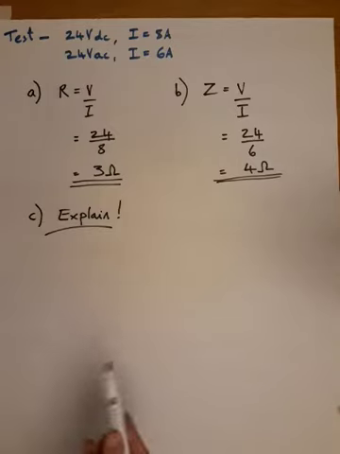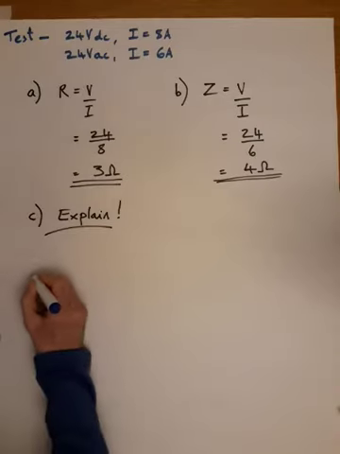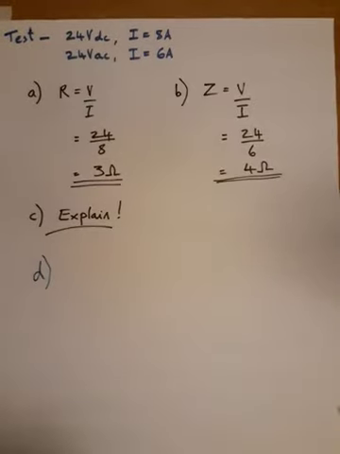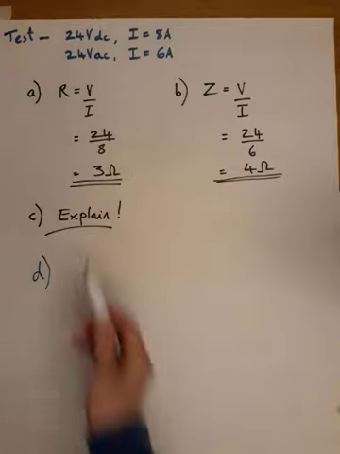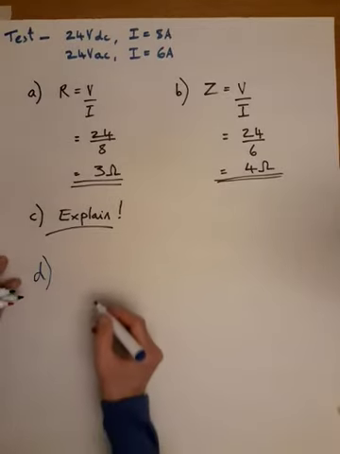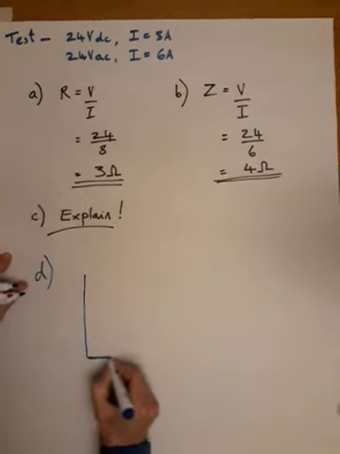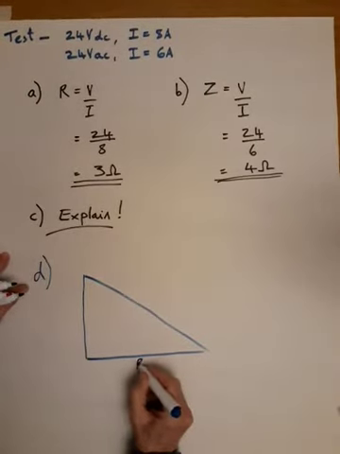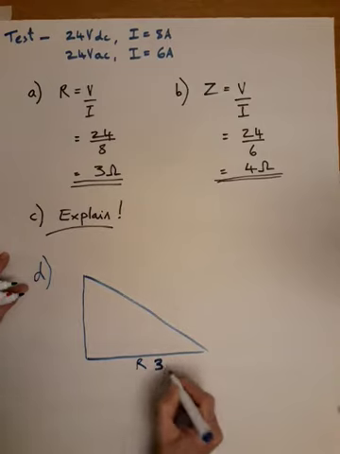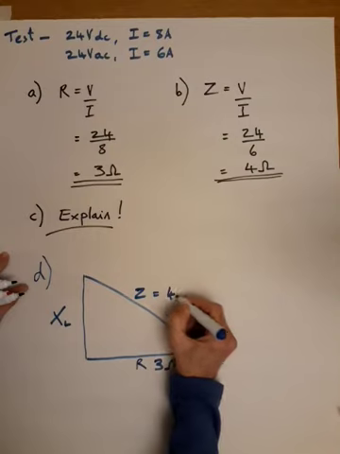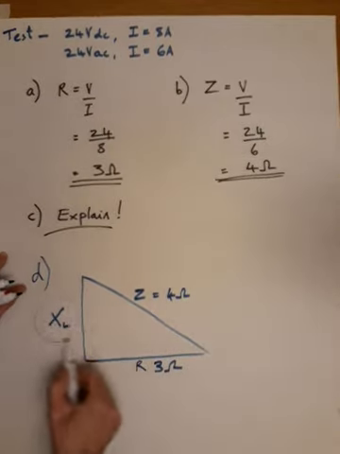The final bit, part D, asks you to find the reactance of this coil of wire. So we've got R and Z. X is what we're looking for, and you need to think about triangles. So reactance. Sketch, not accurate at all. The resistance is here. That's 3 ohms. The reactance is going to be up the side, and the impedance is here, and that is 4 ohms.